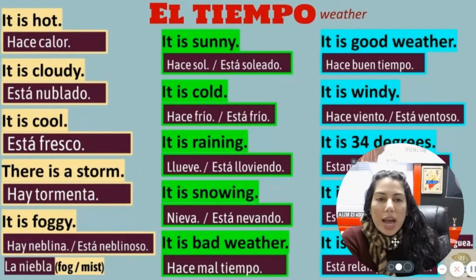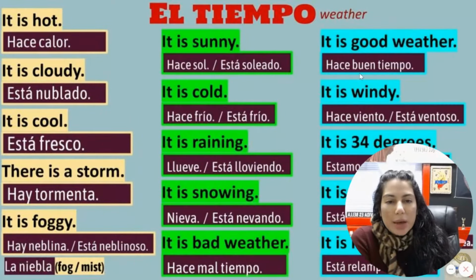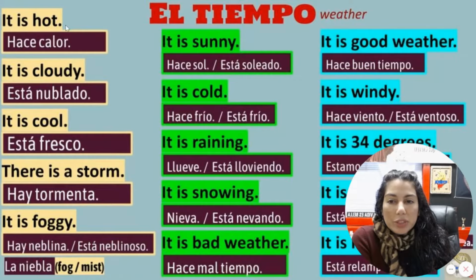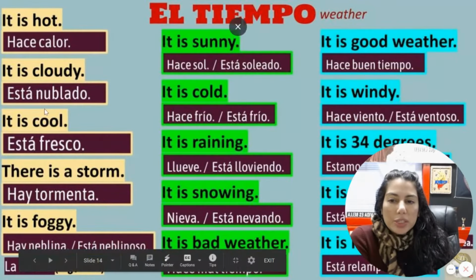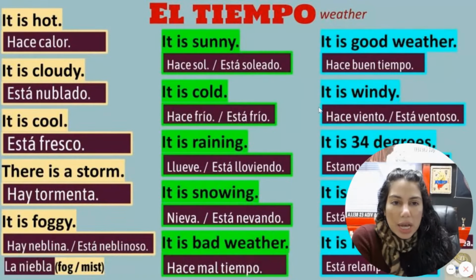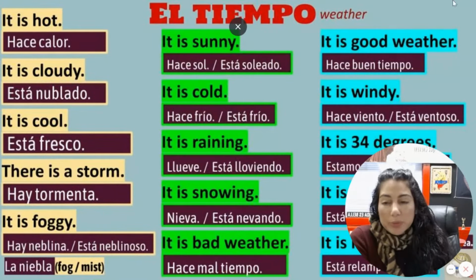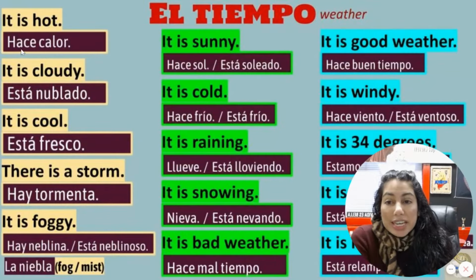Okay, and then we have different ways to say el tiempo. And again, if you review the video, el calendario in my channel, you will have pictures that will be showing you all of this weather, so you can have a visual. It is hot, you'd say hace calor. It is cloudy, está nublado. So notice you use the verb to be and it has an accent mark. Está nublado, it is cloudy.